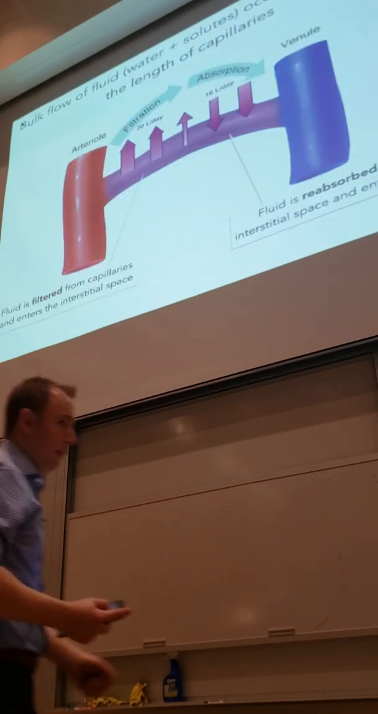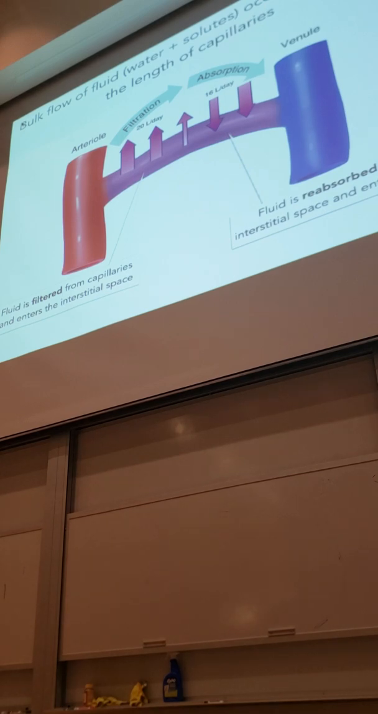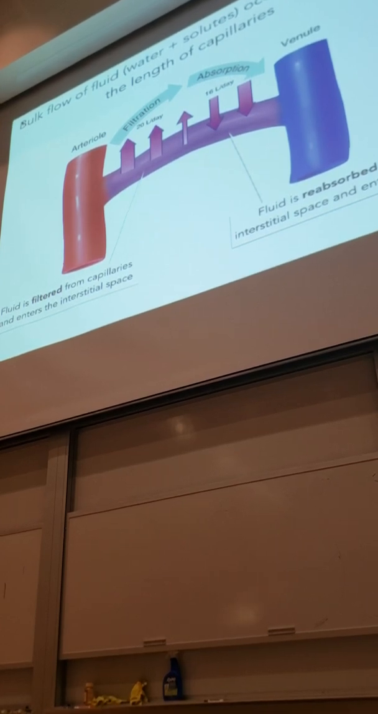Okay. Then we get to this idea of bulk flow, and this is a little bit of a hard concept to put all the pieces together. But once you've got it, it'll make sense to you, I promise. Bulk flow, just simply defined, is that some of the fluid component of blood, that is this plasma, is able to leak out of the capillaries. And then on the venous side of that capillary, we're able to reclaim most of that fluid.